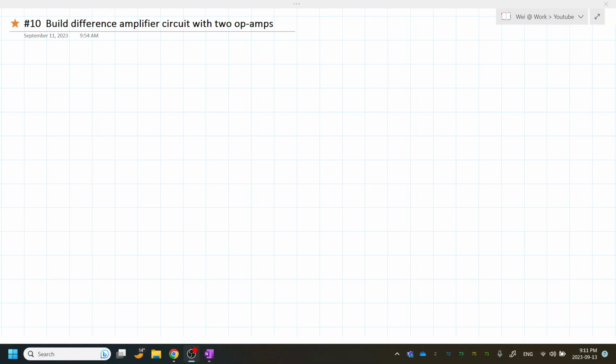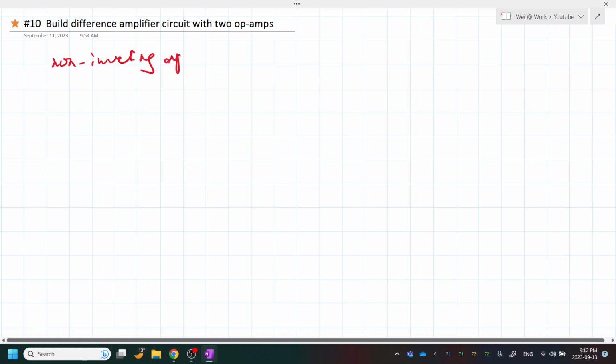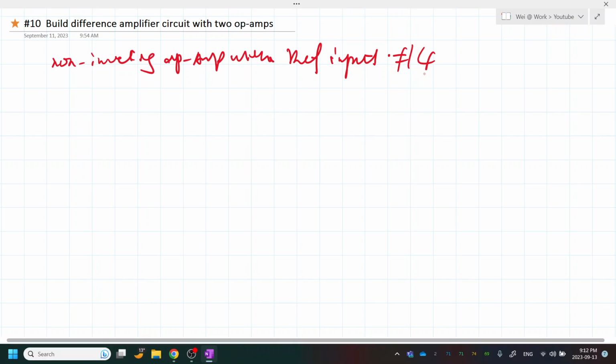In the previous video, we talked about how to build a difference amplifier. In this one, let's talk about how to build a difference amplifier with two op-amps. This circuitry will be based on a non-inverting op-amp circuitry with a reference input. We have analyzed this in video number 4. If you want to check back, you can look at that video first.